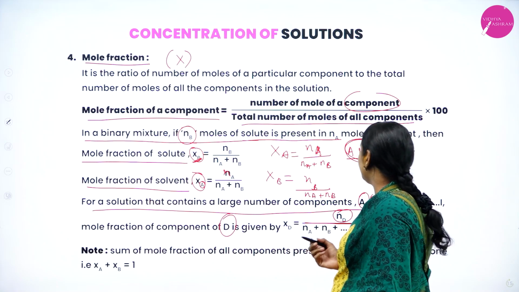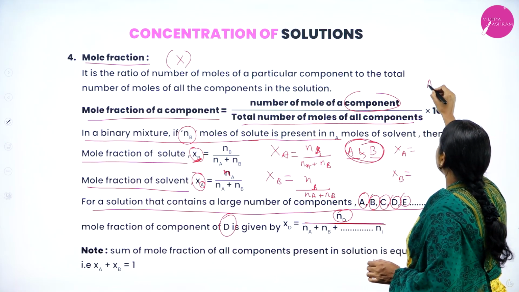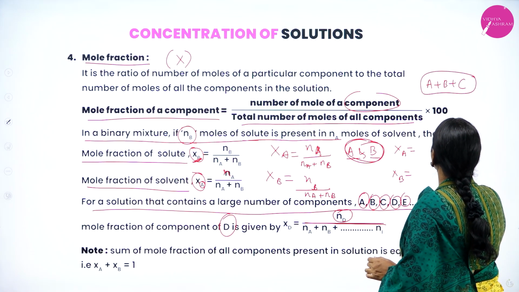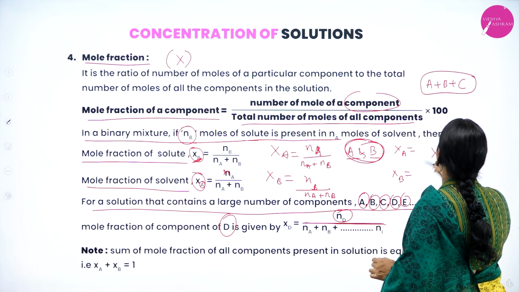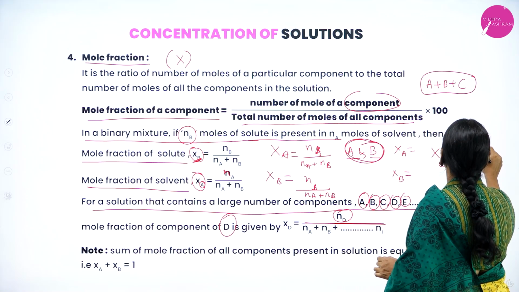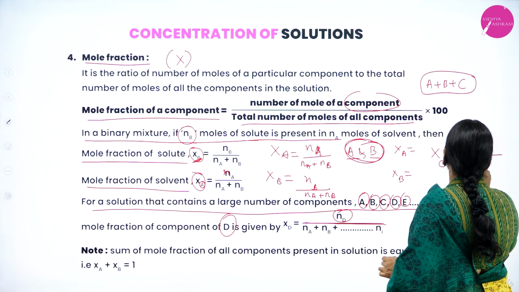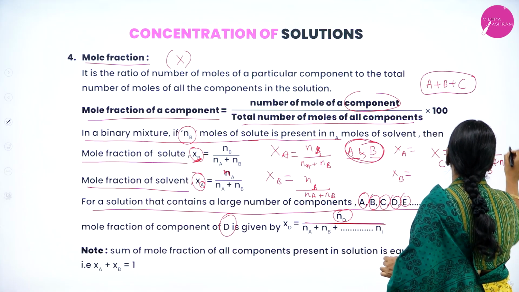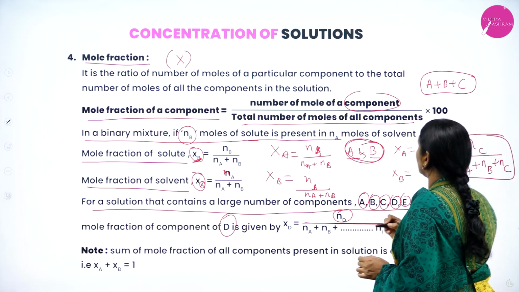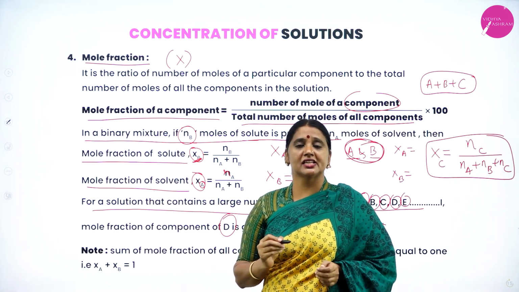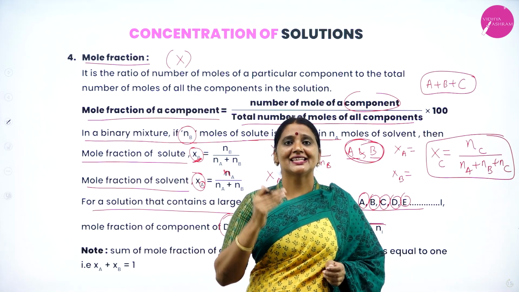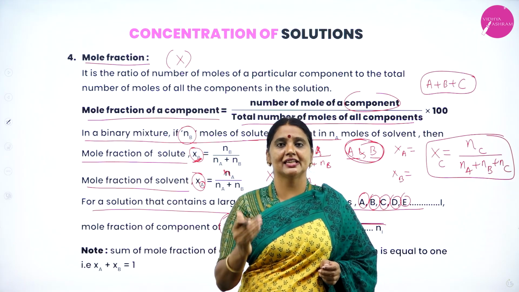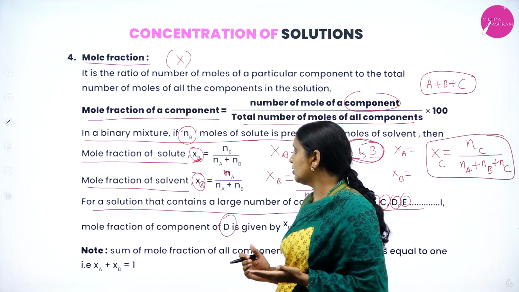Now consider three components A, B and C present in the solution. If you want to find Xc, take the number of moles of C in the numerator, and in the denominator the number of moles of A, B plus C. So Xc is equal to Nc divided by Na plus Nb plus Nc. This is how you calculate mole fraction.